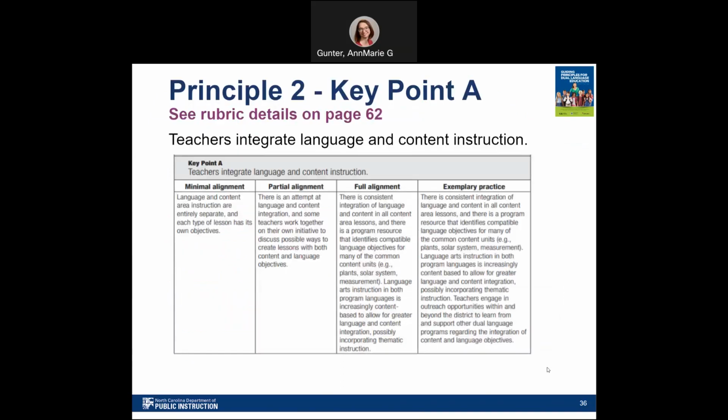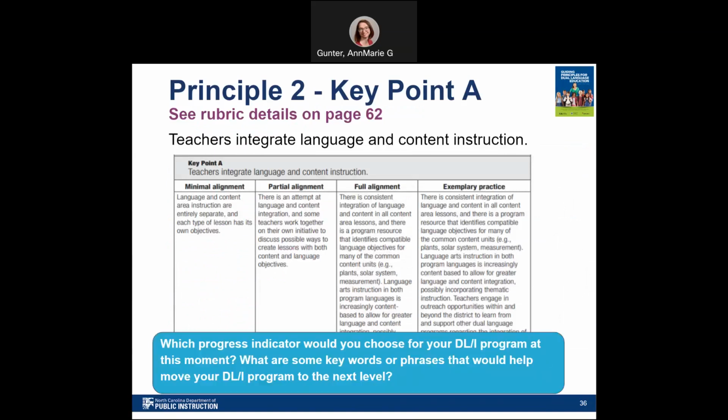Just like before, we're going to take a look at each of the key points. So key point A for Principle 2 is on page 62 and states, teachers integrate language and content instruction. Once again, we have our 4 progress indicators, and you're reflecting on which progress indicator you would choose for your DLI program at this moment, if you're evaluating or assessing where you're at, and then what are some keywords or phrases that would help move your DLI program to the next level. Again, pause and take as much time as you need to read through this, choose your progress indicator, and your keywords or phrases that are one level up from that progress indicator to see how you would move forward.